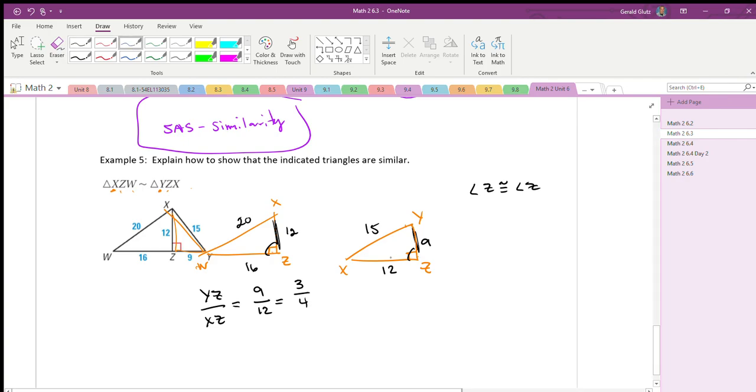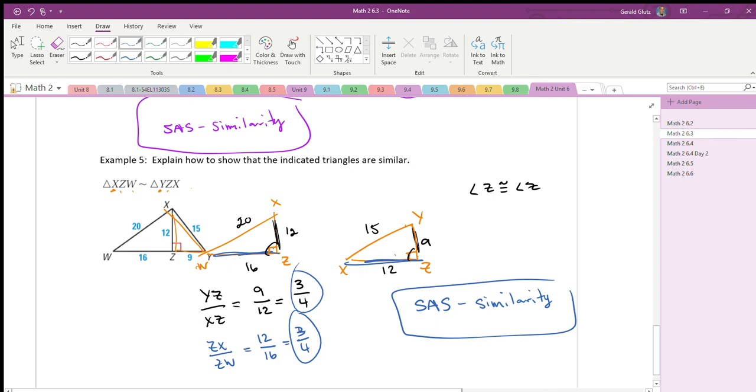And then ZX and ZW are corresponding, so those would have to be proportional. So ZX over ZW would be 12 over 16. 4 goes into both of these numbers. 4 goes into 12 3 times, 4 goes into 16 4 times. So again, our scale factor is the same. It's 3/4 for each one, and then the angle in between those two is congruent, so side-angle-side similarity is the reason why I can say that these two triangles are similar.